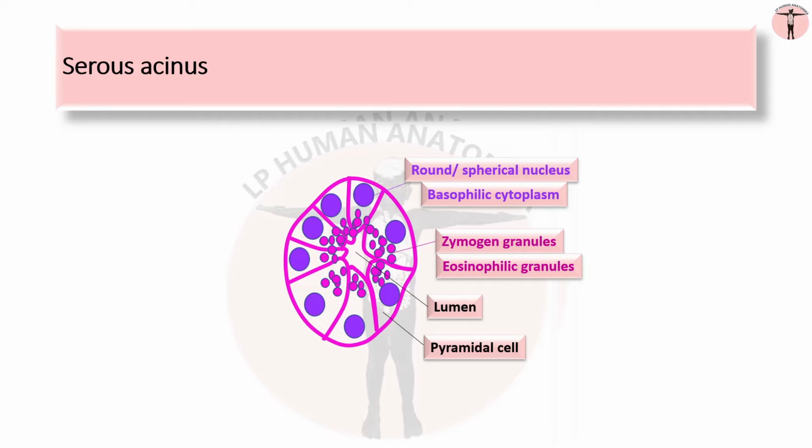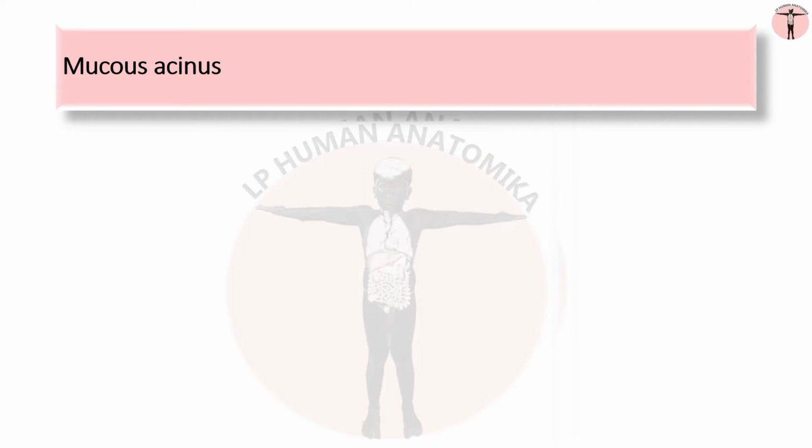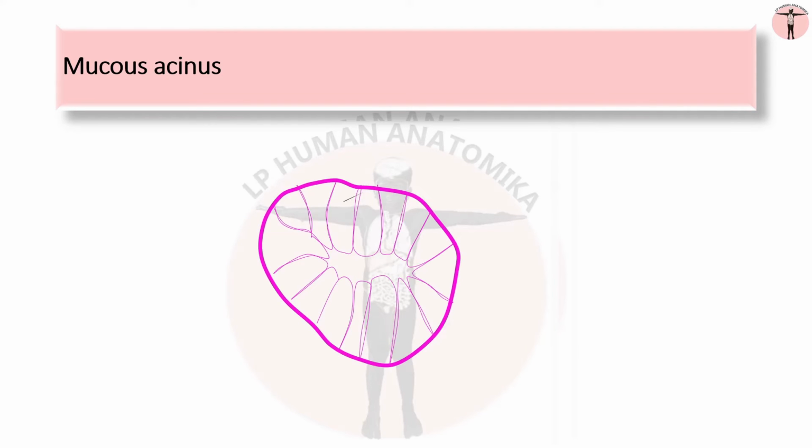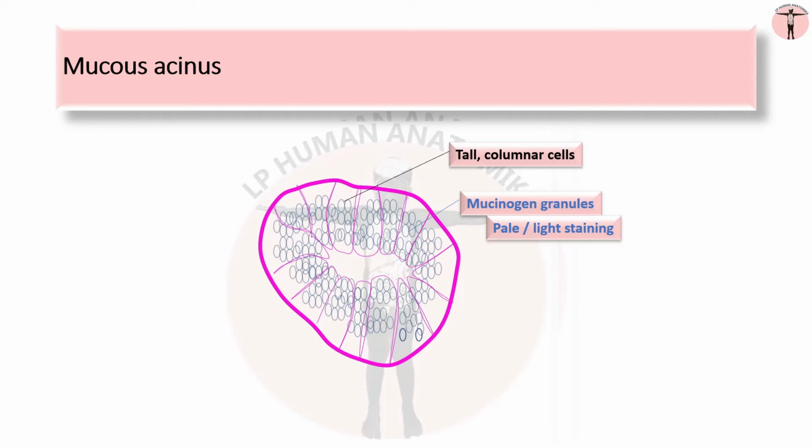Serous acinar cells secrete enzymes and other proteins. So the acinar cells in the serous acini secrete enzymes and other proteins. To recapitulate the mucous acinus, it is made of mucous cells which are tall, almost columnar in shape. The cytoplasm is filled with pale or light stained secretion, the mucus, which is in the form of mucinogen granules with hydrophilic mucin that provide lubricating properties in saliva.